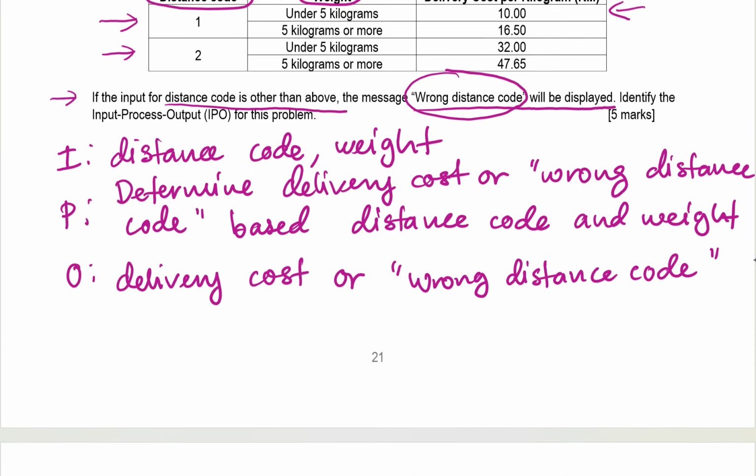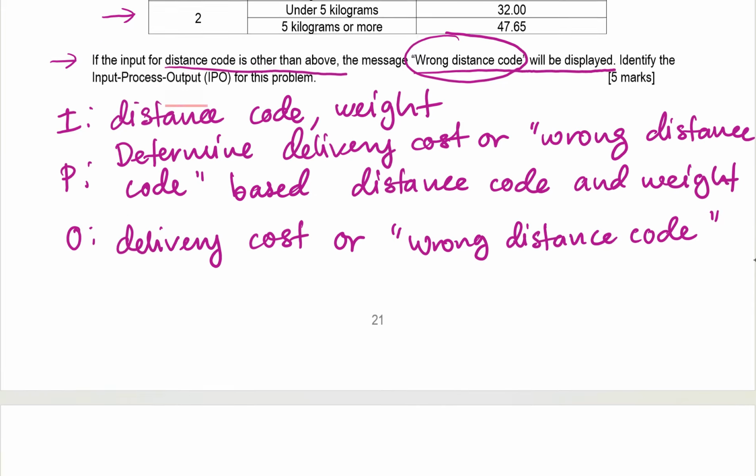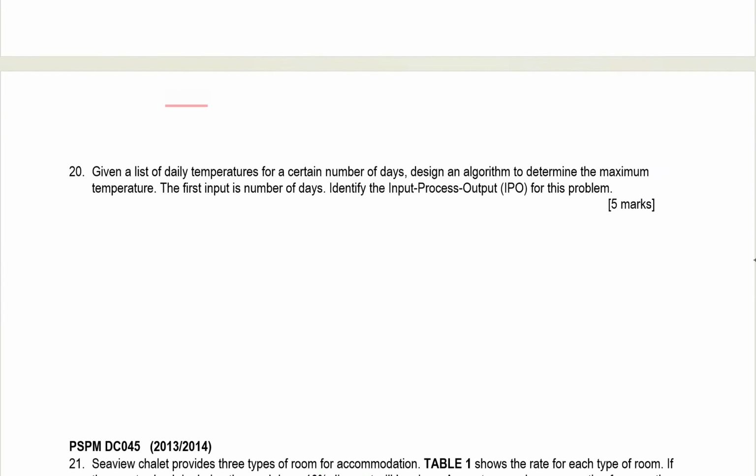Another way to write the process is, you can also write it this way. You can write determine whether the code is 1 or 2, then calculate delivery cost based on weight, otherwise display message. So you can also write the process as what I told just now. Next we go to question number 20.